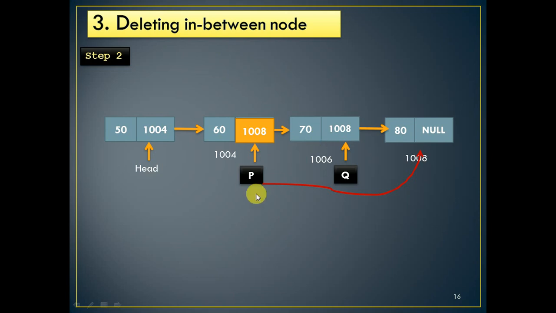Now for breaking the connection, we require this memory address. Okay, the next node's memory address at this particular location. It means that 10080 will be here. Then this connection will get broken and we have to delete this node now. Okay, q is equal to p points to next.